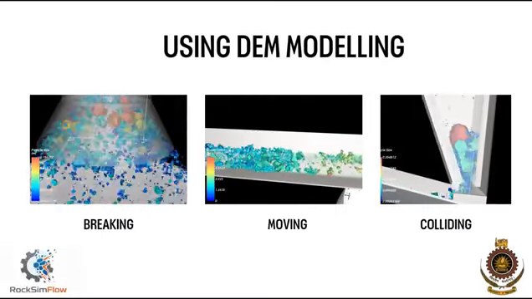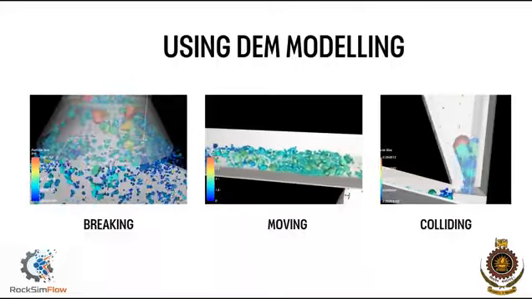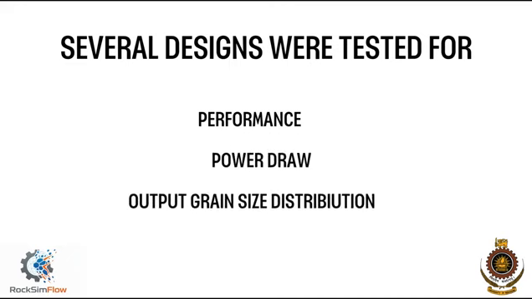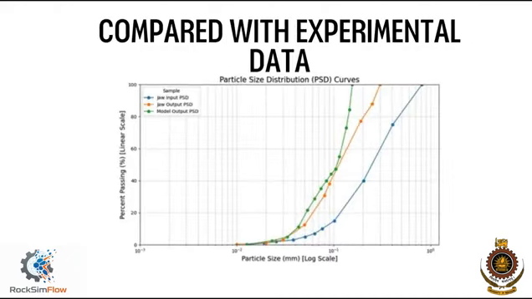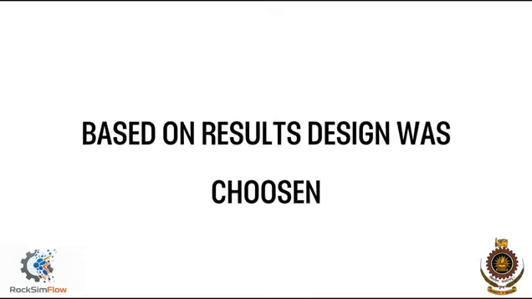Using discrete element method simulations, we analyzed how rock particles collide, break, and move through the crushing chamber. Several design variations were tested to evaluate performance, energy efficiency, and output grain size distribution. The results from these simulations were then compared with experimental data to validate model accuracy. Based on these findings, the optimal design configuration was determined.